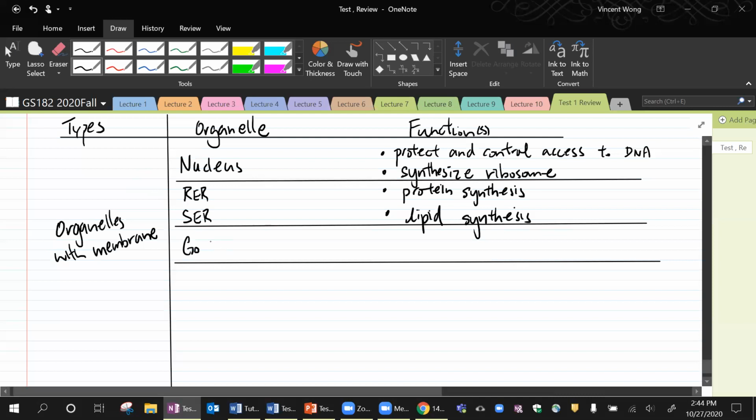Next, we have the Golgi body. The Golgi body is for modifying the contents of vesicles, new proteins, and to sort and ship proteins.